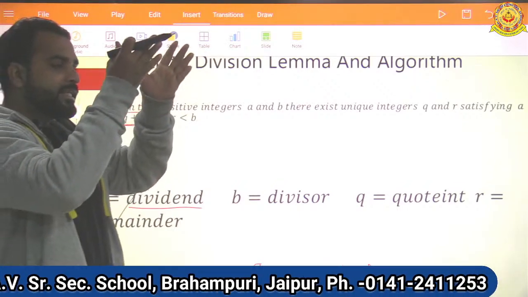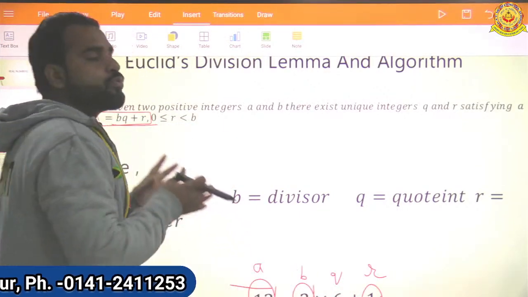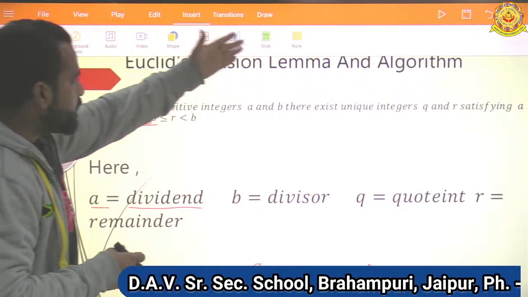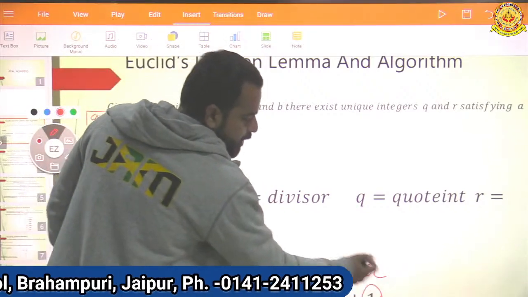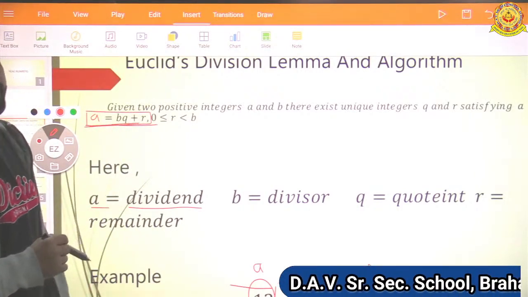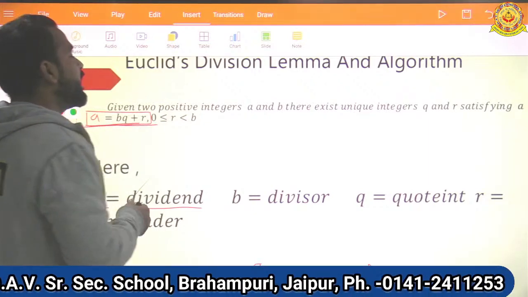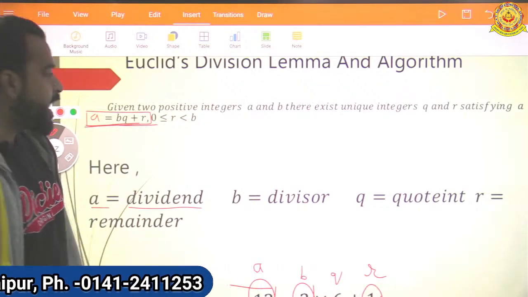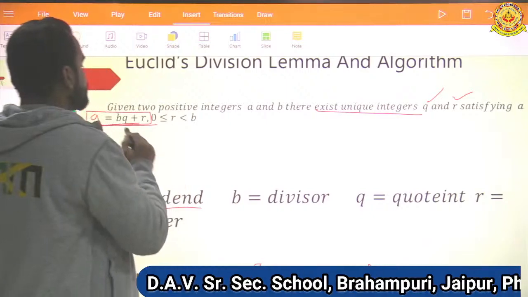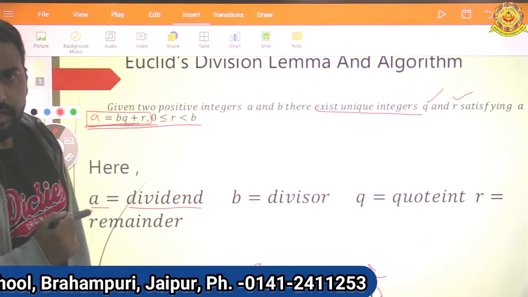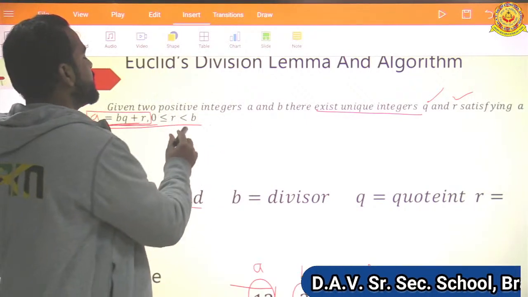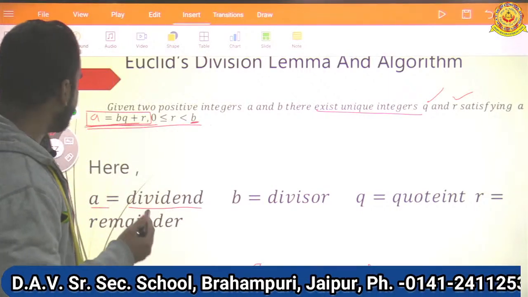An algorithm is basically a set of mathematical calculations, and Euclid applied it specifically to find the HCF of these cases by applying the Euclid division algorithm. Is it clear? If the question comes in the exam, what is Euclid division algorithm, in 1 mark, you have to write that if we take two positive integers A and B, then there exist unique integers Q and R satisfying the equation A is equal to BQ plus R, where R is equal to 0 or greater than 0 but less than B, every time.